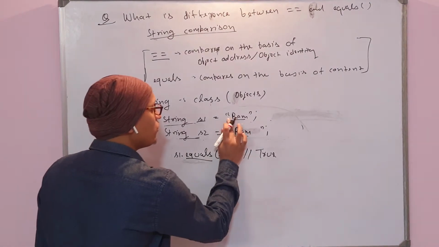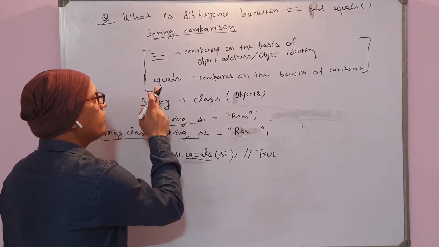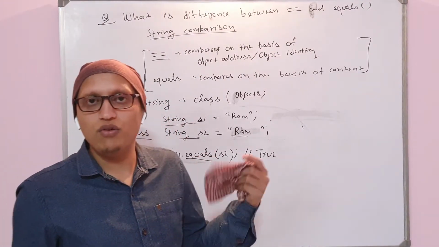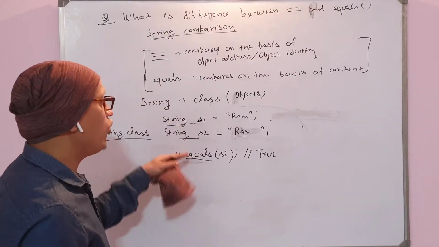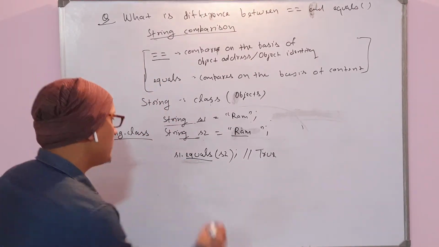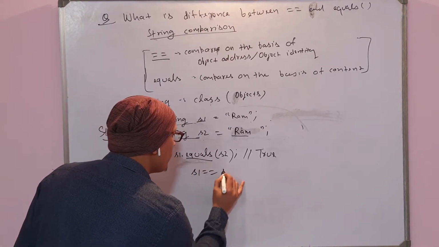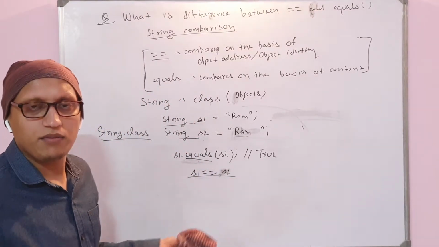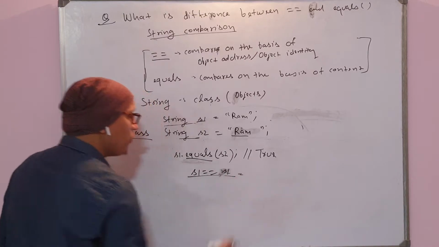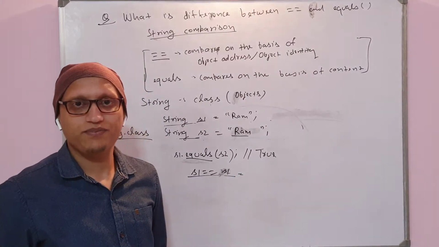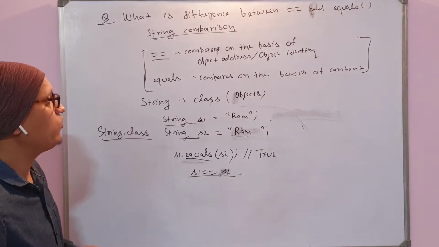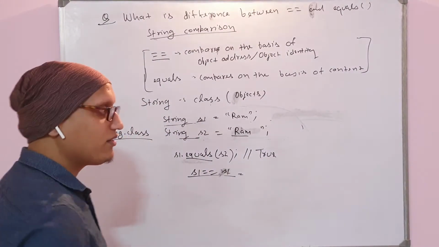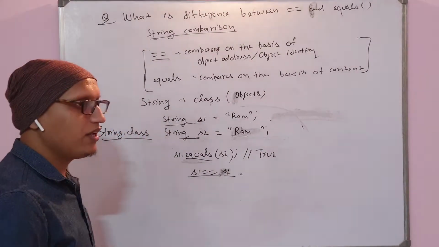So if you are trying to compare two contents, always go for equals, because double equal will give you a different result. Double equal will give you false if you have two objects, because it always refers to object identity. If you do s1 equal equal s1 itself, even though it doesn't make any sense, it will give true because both identities are the same. Okay, so this is the difference between double equal and equals method in the context of string. Now let's look a little bit more at equals and double equal.